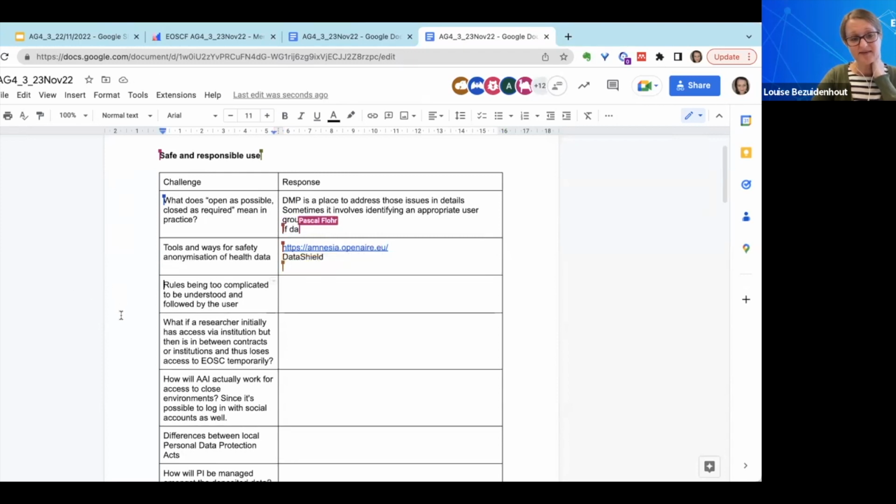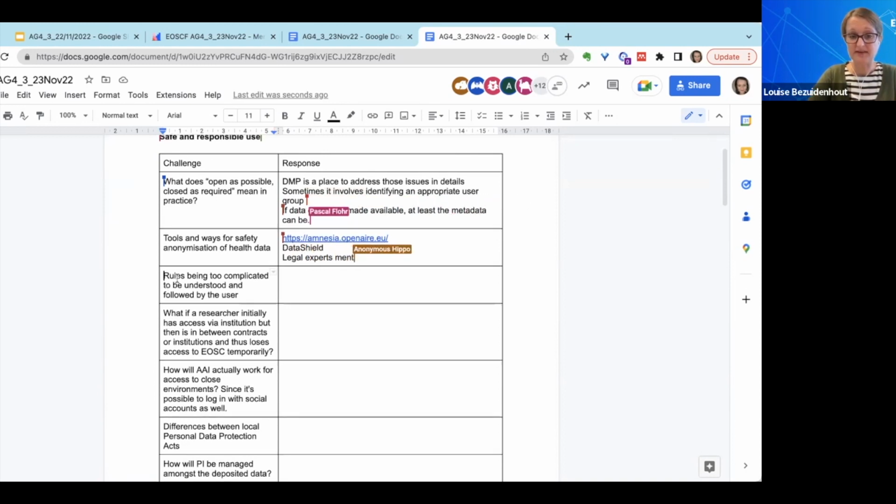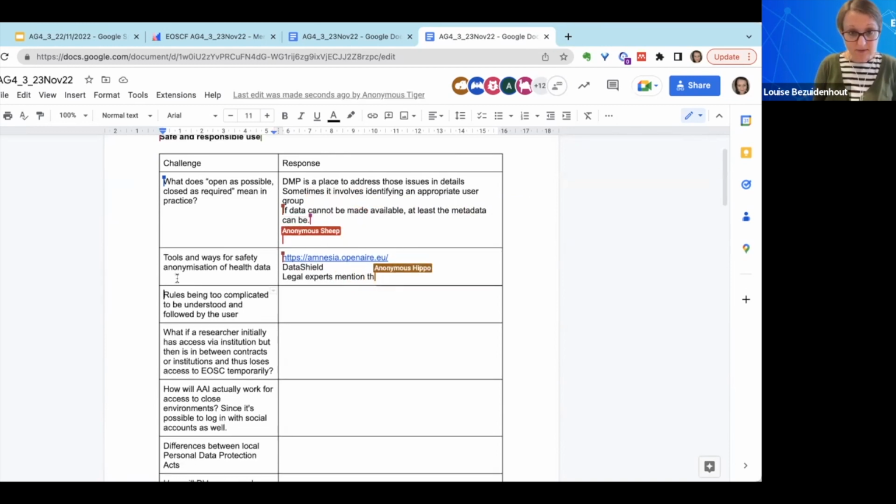The second question was on tools and ways for safe anonymization of health data. Someone has put in the link for Amnesia, which is an OpenAIRE tool. There's also a great open source tool called DataSHIELD that's run by the University of Newcastle. Someone is typing about legal experts, which would be great to hear.